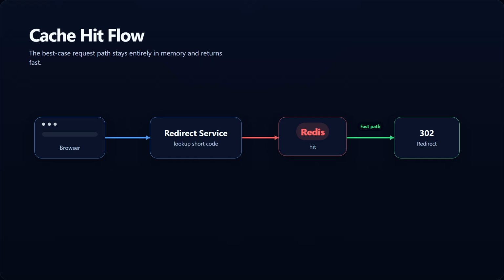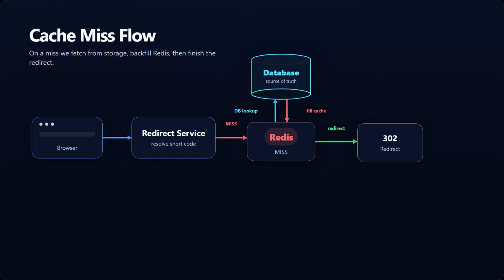But of course, a cache will not hit every single time, so we still need a plan for misses. When Redis misses, the system falls back to the database, fetches the original URL, and then writes that result back into cache. So the first request takes the slower path, but the next ones get the faster one. That gives us a really nice balance between durability and speed.